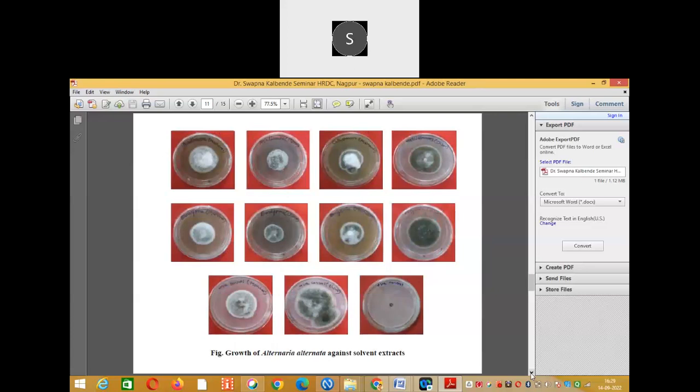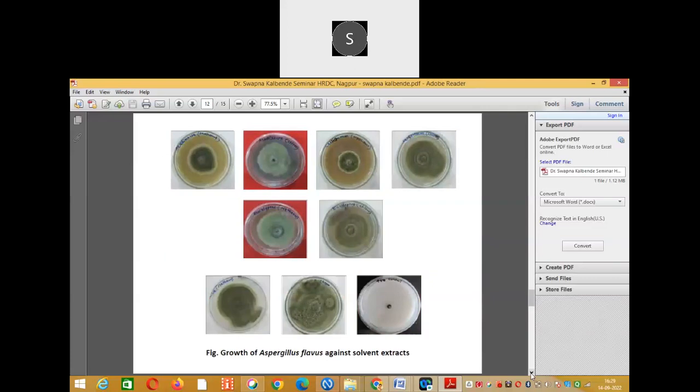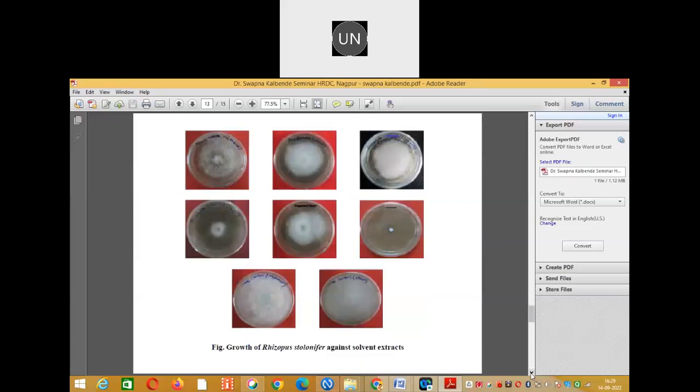These are some photographs of the growth of Alternaria alternata against both the solvent extracts. Next one. These are some photographs of growth of Aspergillus flavus against solvent extracts. Here you can also see the effect of the positive and the negative controls. Next, ma'am. Then these are some photographs of the growth of Rhizopus stolonifer against both the solvent extracts.